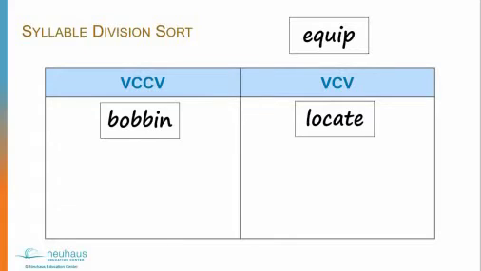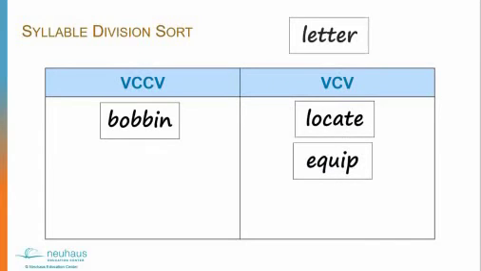There is 1 consonant between the vowels, and that is the sound made by QU. So the pattern is VCV, equip. Next, there are 2 consonants between 2 sounded vowels. This word has a VCCV pattern. The word is letter.